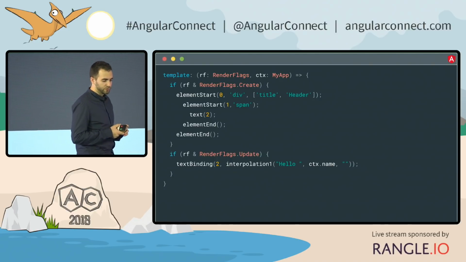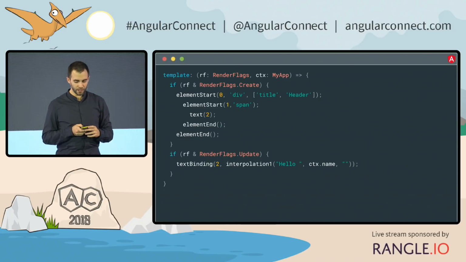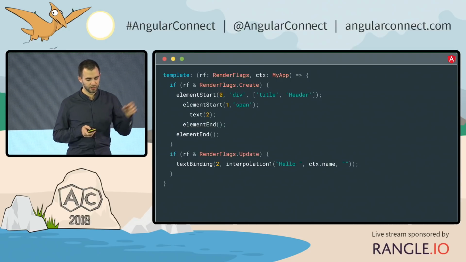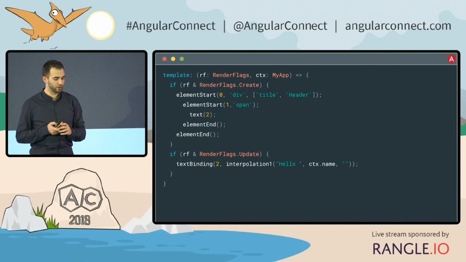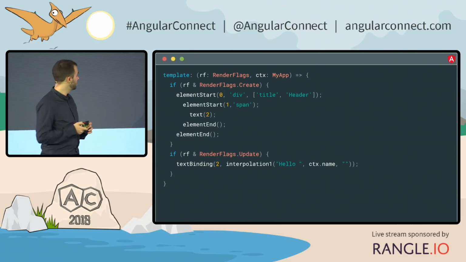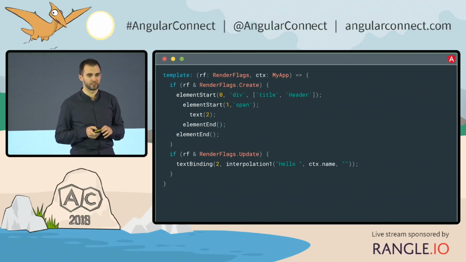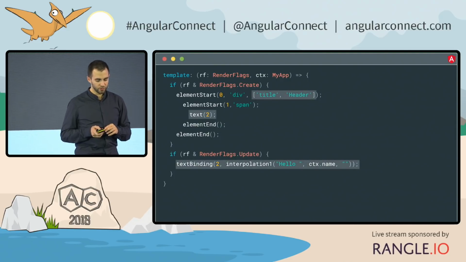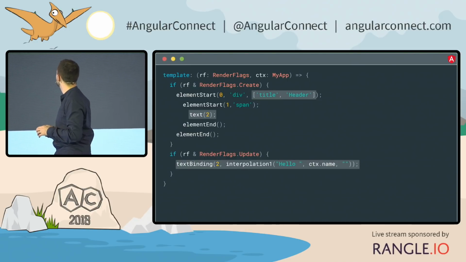So you have two parts. The first one is the creation part. The second one is the update part. In the element div, you can see the div, the span, and the text node inside of it, and the div has a title with the content "header". And when the update phase runs with change detection, you will have a text binding that will put the text inside of the text nodes that were generated above. You can see that the index of the text binding matches the text node over there.